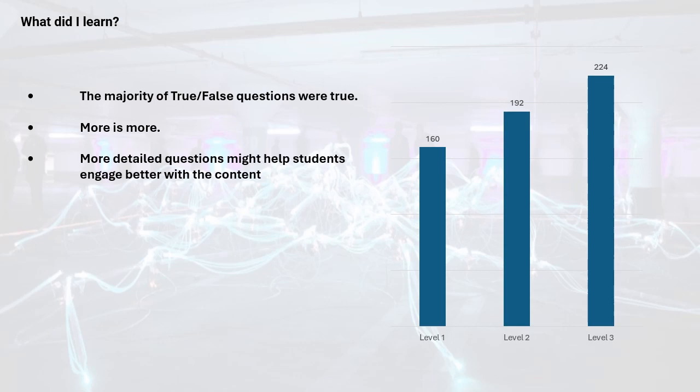The majority of true or false questions were true. A student could mindlessly select true for all the answers and then pass the test, even if the pass mark was raised to 75%. The more context and the more detail, the better.